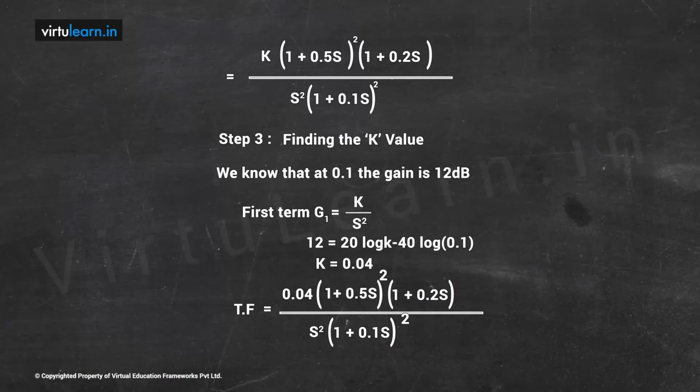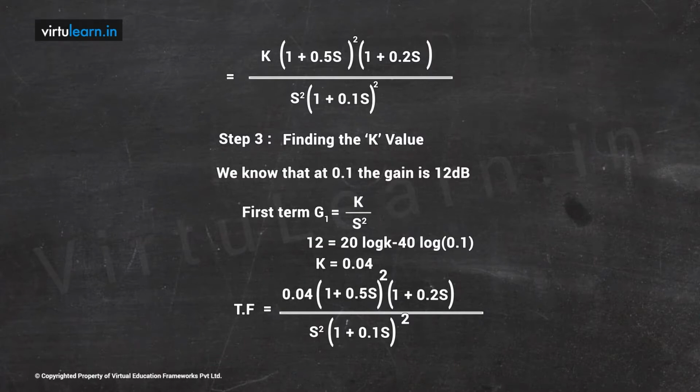Now the complete transfer function is available except the gain k. Now we'll see how to find gain k. We know to find gain k, we need to look at the magnitude plot. In that plot, we should find out at a known frequency what will be the known MdB value. It is given that at 0.1 frequency I have 12 dB. So these two pieces of information are enough.